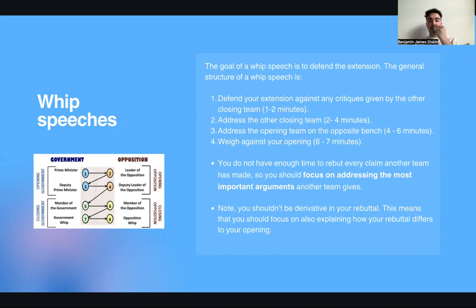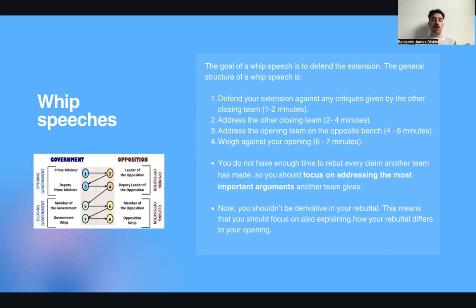And there are lots of different ways to do whip structures, but the most common one is for people to just say what I've said by going, firstly, I will defend our extension. Secondly, I will respond to closing opposition's extension. Thirdly, I'll respond to opening opposition. And then, as you may have guessed, fourthly, I'll respond to opening government. And that's what it would sound like if you were the government whip speaker, probably in your introduction.